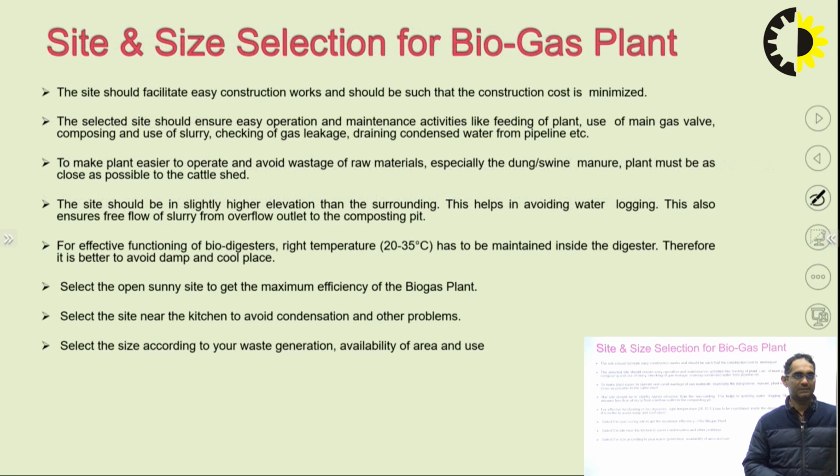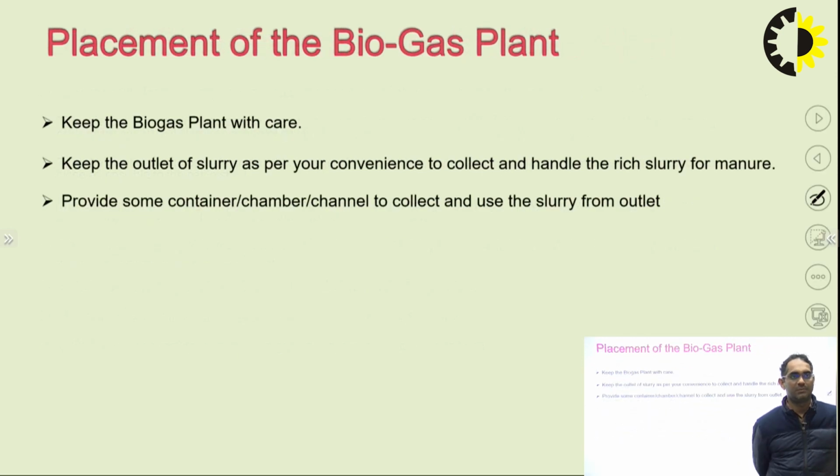Then next is the placement of the biogas plant. Keep the biogas plant with care and keep the outlet of the slurry as per your convenience to collect and handle the rich slurry for manure, and provide some container channel to collect and use the slurry from the outlet.